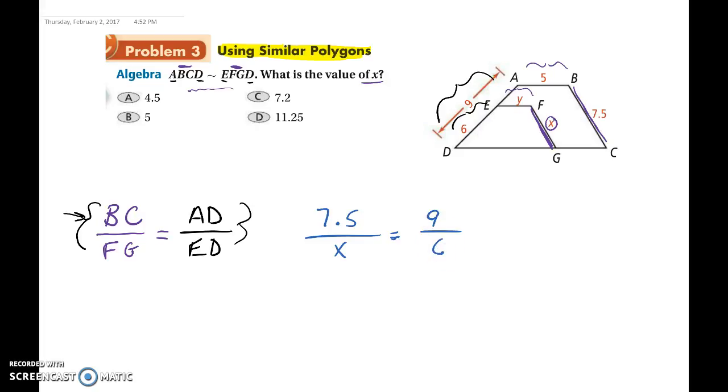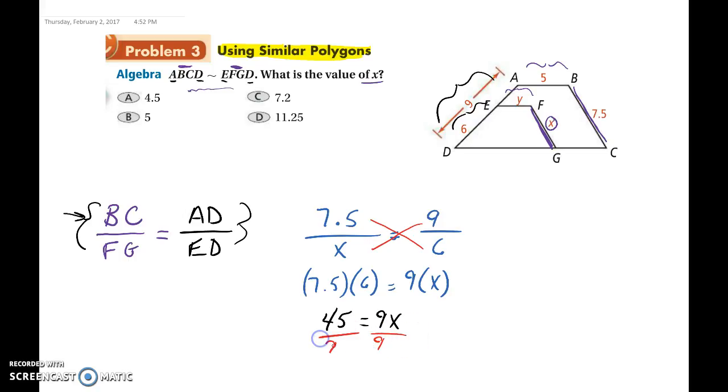Remember, we went through this in our last video. We can cross multiply to solve for this. So 7.5 times 6 is equal to 9 times x. Well, 7.5 times 6 will give me 45. So 45 is then equal to 9x. Then we divide each side by 9, and x is equal to 5. So that would be letter B, x is equal to 5.